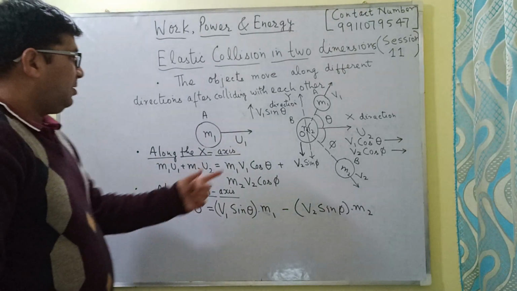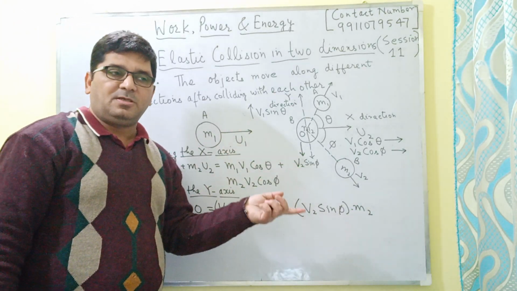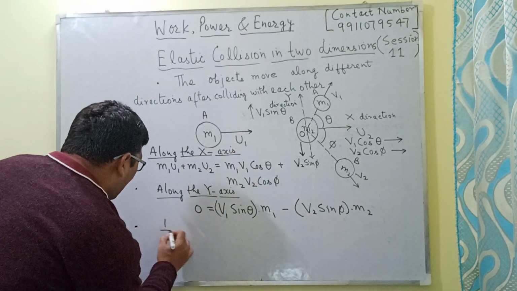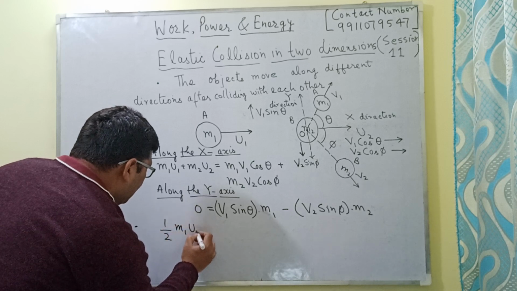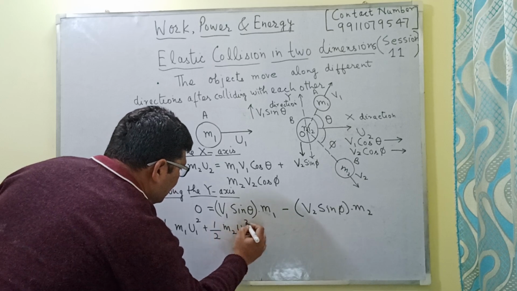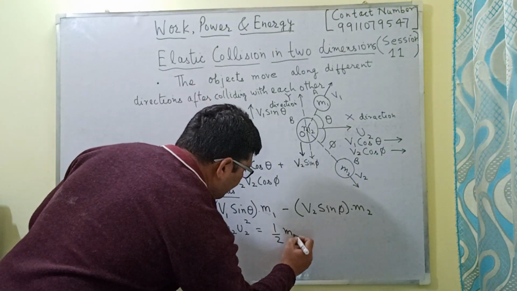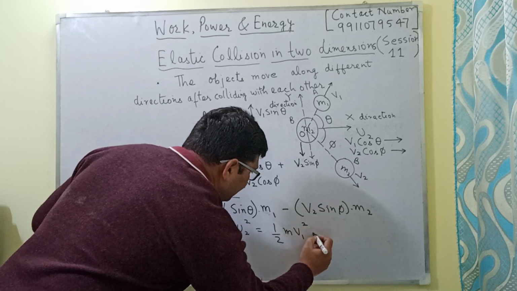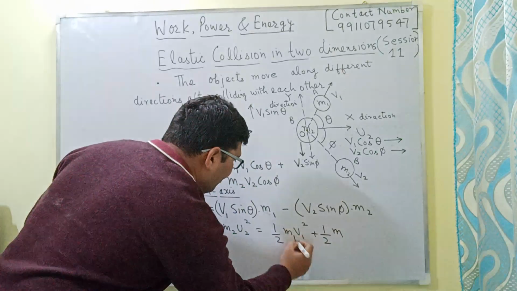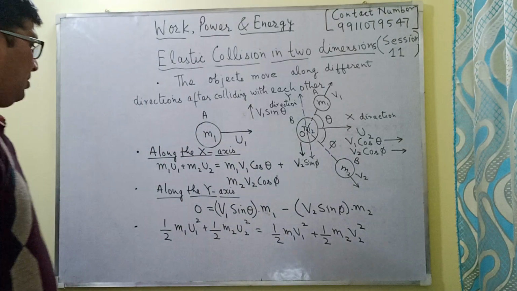And now, since the total kinetic energy before the collision is equal to the total kinetic energy after the collision, we will be getting another equation, that is half m1 u1 square plus half m2 u2 square, equal to half m1 v1 square plus half m2 v2 square. So this is the third equation which I have got.